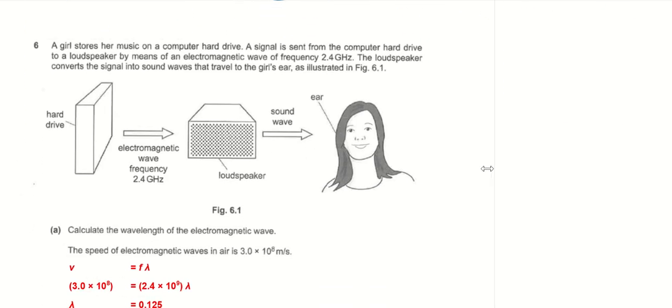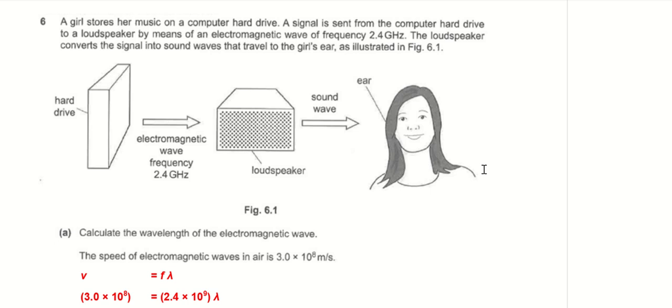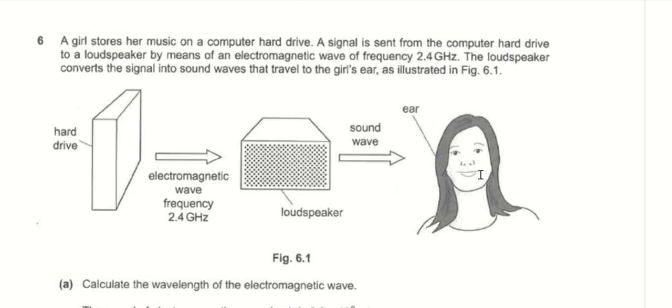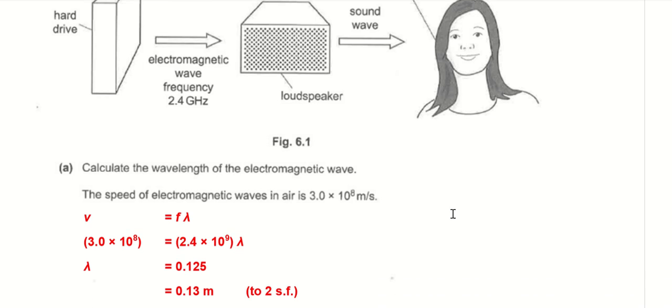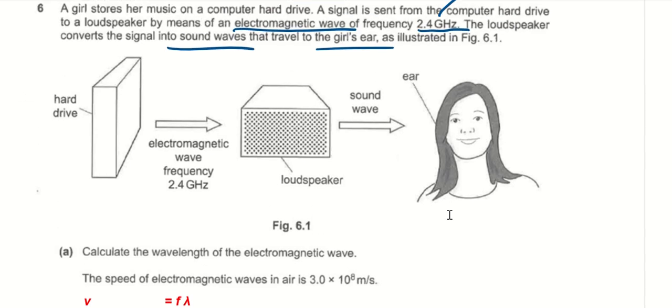Okay, question 6. Here's some music, so probably it's a sound wave. Question: a signal is sent from the computer hard drive to a loudspeaker by means of an EM wave of frequency 2.4 gigahertz. Giga, by now you should know, is 10 to the power of 9. So frequency's unit is hertz. The loudspeaker converts a signal into a sound wave that travels to the girl's ear as illustrated. Calculate the wavelength of the EM wave.